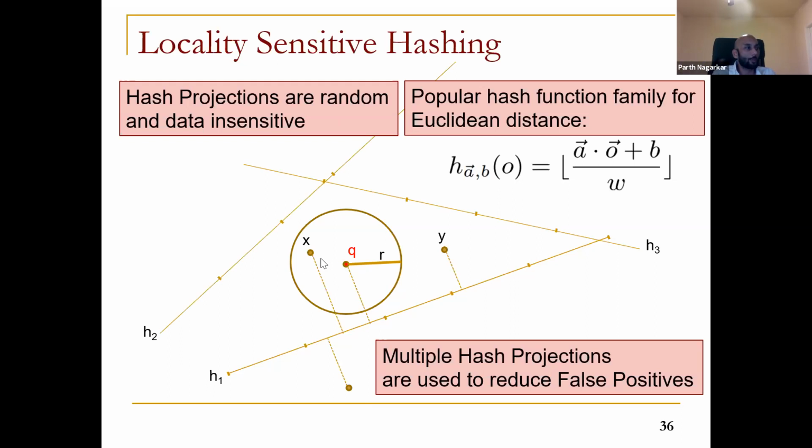So for H2, again, Q and X will probably map to this bucket, whereas Y will again be mapped to a different bucket, but also Z, that is the point here, will probably be mapped to another bucket. So what locality sensitive hashing says is that I will use a collection of these hash projections to get an answer. And so the question would be, how do you create these hash functions?